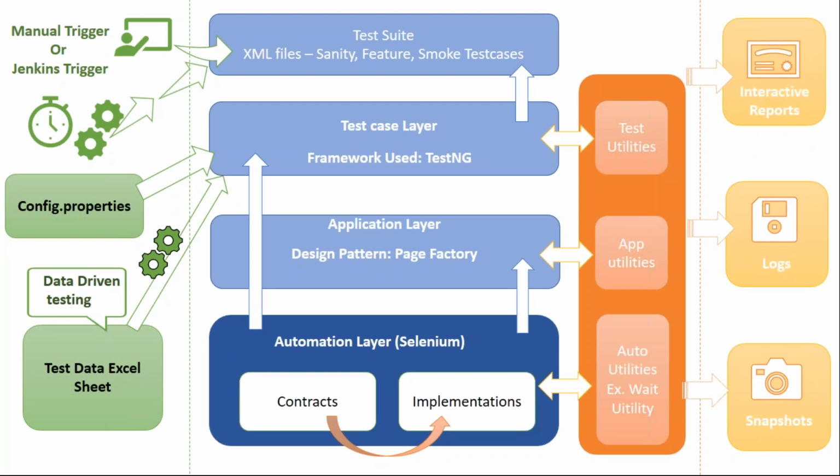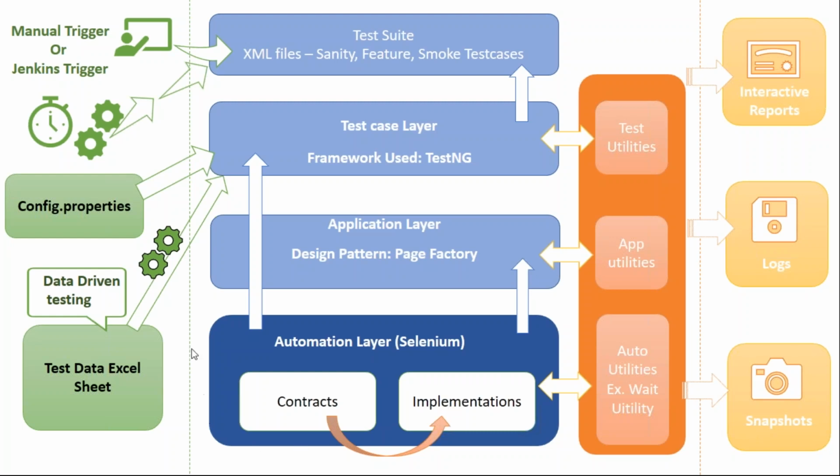Okay, so if you see here, we have four layers in the code section. The bottommost layer is the automation layer, where the automation tool used is Selenium. We are writing certain contracts and their implementation. Now you are aware of interfaces, right? So whatever interface we write in our project, we'll call it contracts. That's a standard used for interfaces, because interfaces are like contracts only, and their implementation is written here.